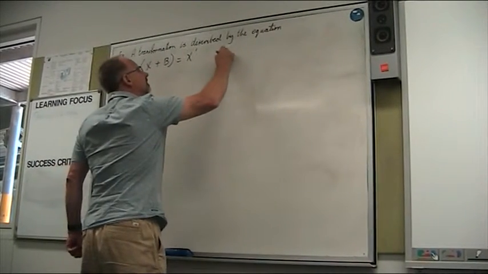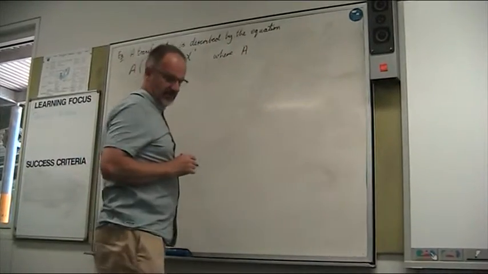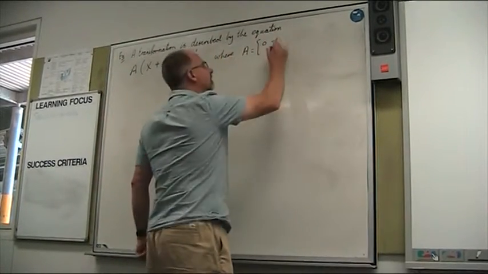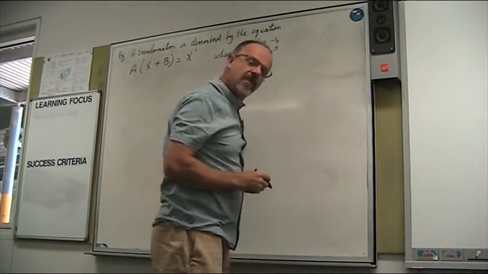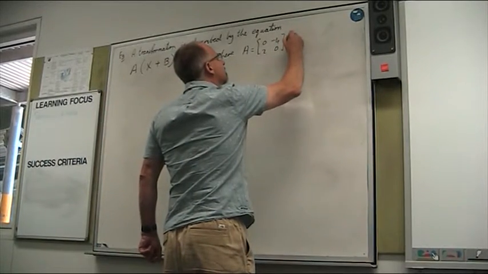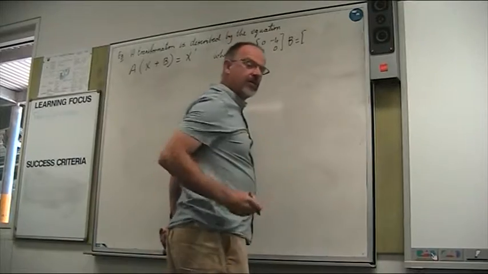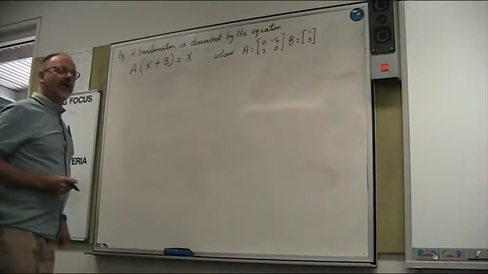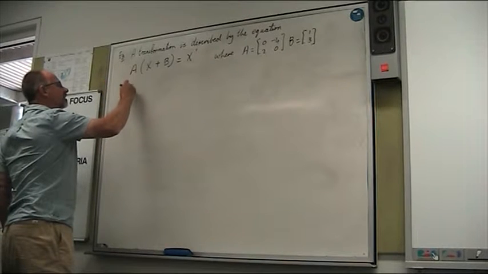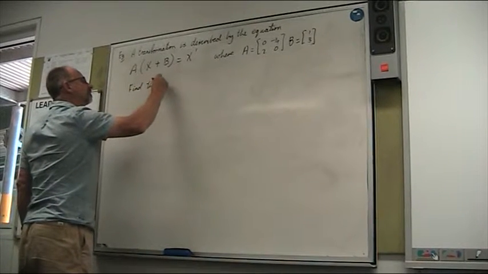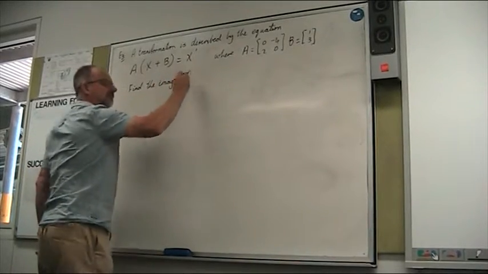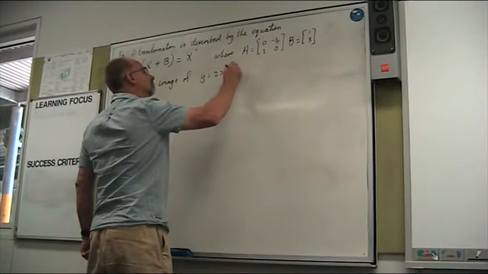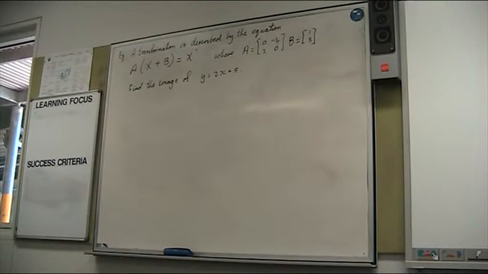And so you would then be given some information about matrix A and matrix B. Matrix A, in this case, is 0, negative 4, 2, 0. And matrix B, in this case, it's a column matrix which is 1 and 3. And then you'll be asked to find the image of something. And so in this case, it's y equals 2x plus 5.